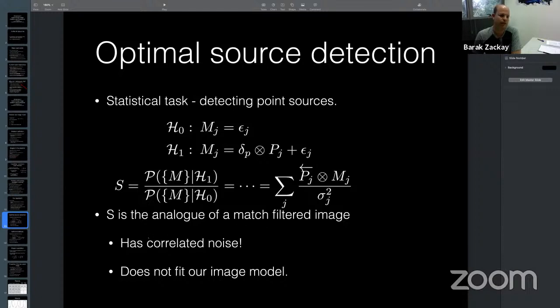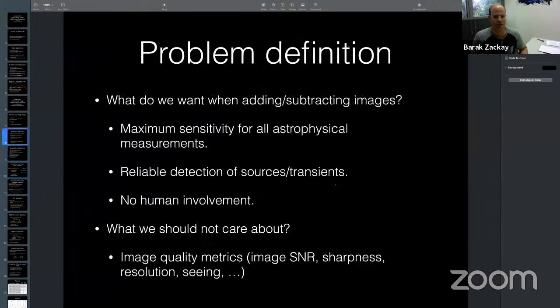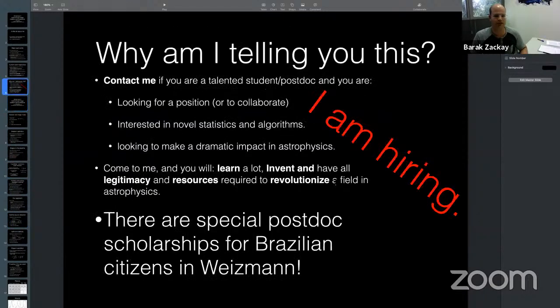Then you notice that, first of all, S is the analog of a match filter. If I had defined a three-dimensional image, and I had a point spread function for this three-dimensional image, then this would be like the regular match filtering. So there's no surprise in this solution.